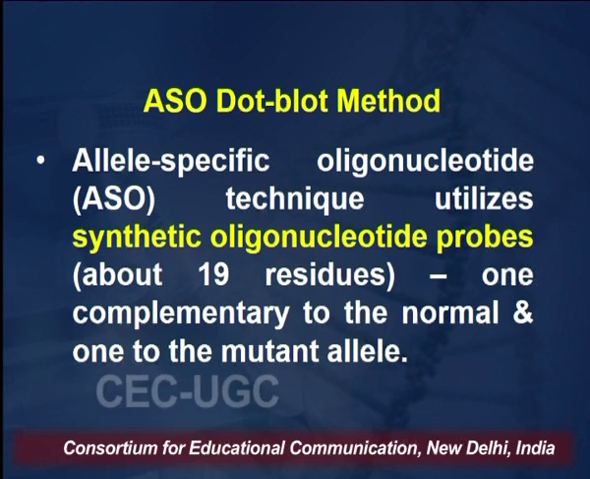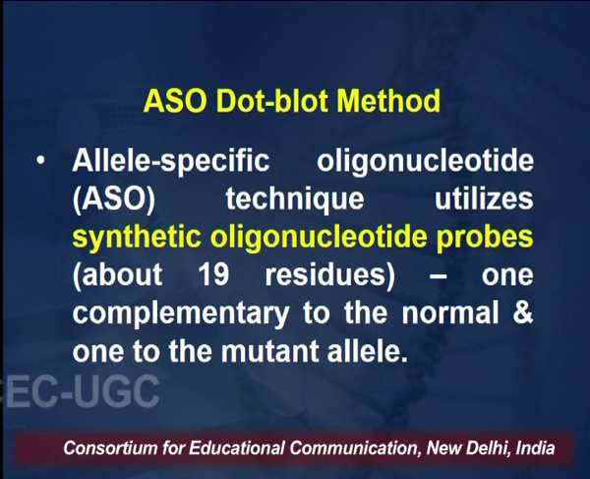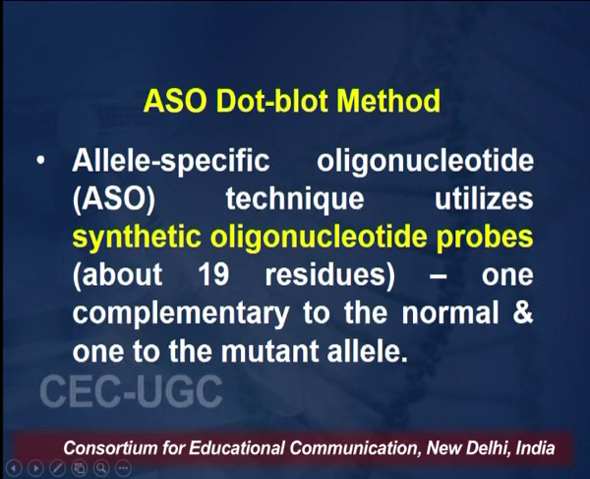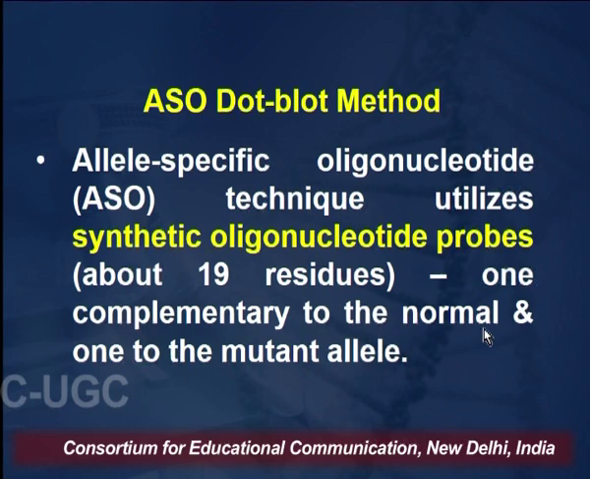ASO is allele specific oligonucleotide, and this technique utilizes synthetic oligonucleotide probes which are about 19 residues, one which is complementary to the normal and one to the mutant allele. These synthetic oligonucleotide probes are synthesized by DNA synthesis procedures, and these probes are complementary to the gene of interest that we want to study.